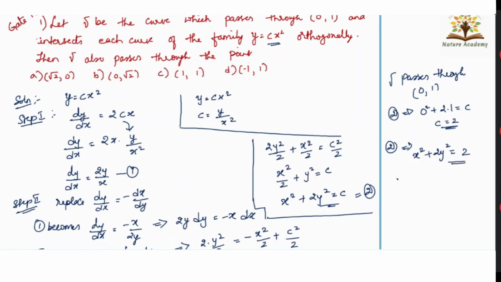Now I have to check for A, B, C and D. I have to put the values of x and y, the coordinates, and see whether my left hand side and right hand side are the same. You start from 1. In option A, I have x as root 2 and y as 0. If I substitute, root 2 whole square plus 2 into 0 equals 2. My first one satisfies. So the point is root 2, 0.